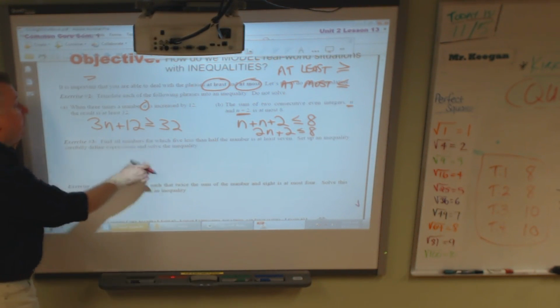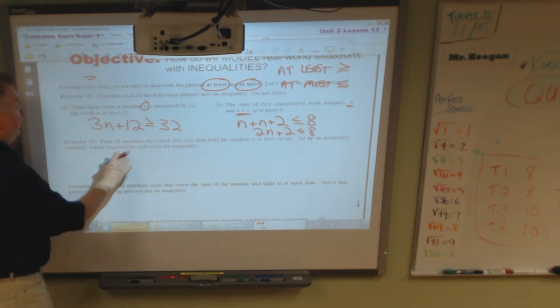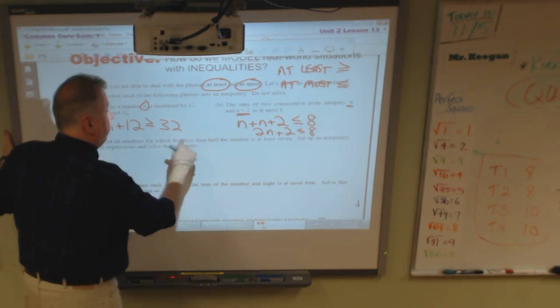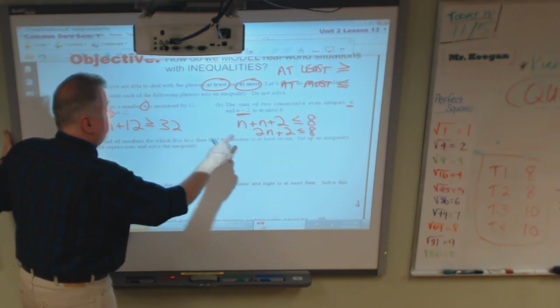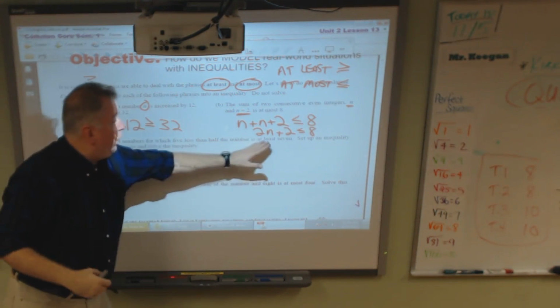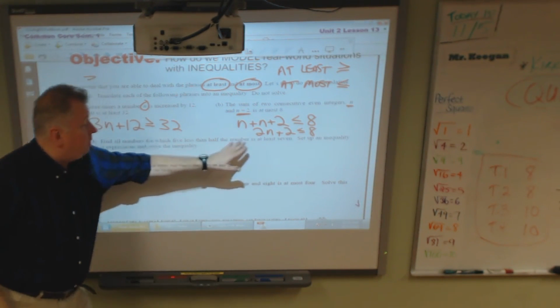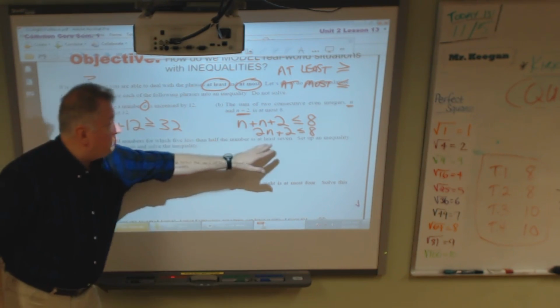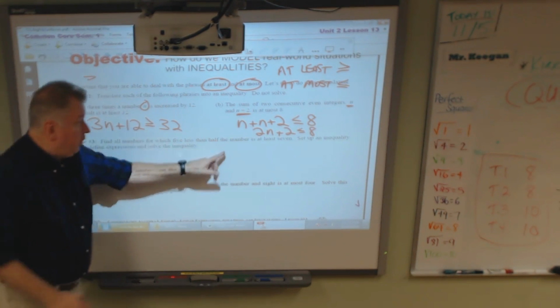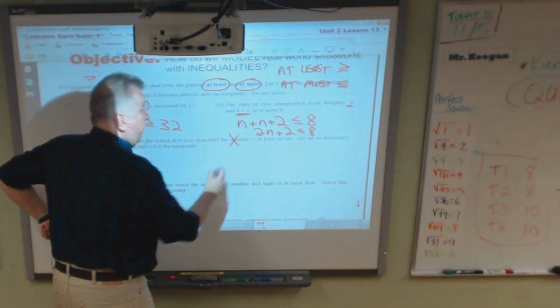Okay. Now they get a little bit tougher, but we can do the same thing. Find all numbers for which 5 less than half the number is at least 7. So, where's the x in that statement? Find a number. Half the number. The number. That's your x right there.